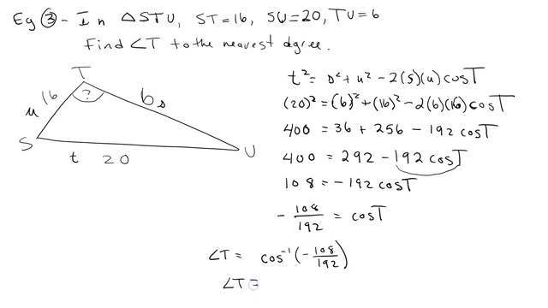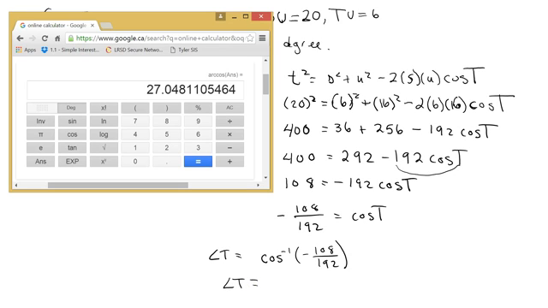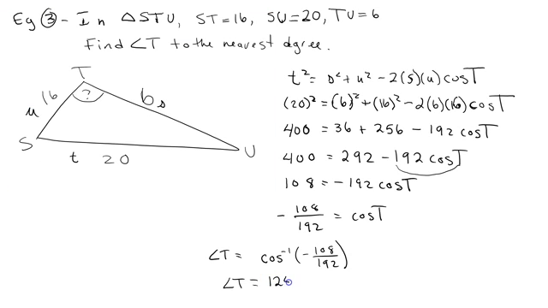Angle T equals, take out my calculator. So again, you can choose to punch in your answers in a different way. This is how I do it. So I'm going to say negative 108 divided by 192 equals. Then I'm going to take the inverse of cos of the negative answer equals, interesting, it's going to be 124 degrees.